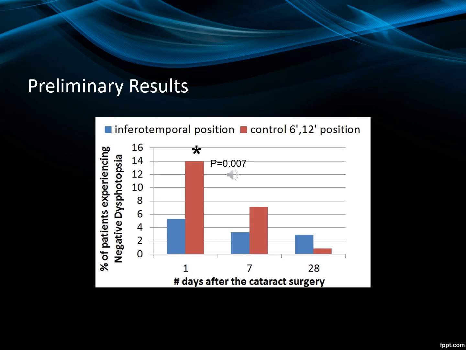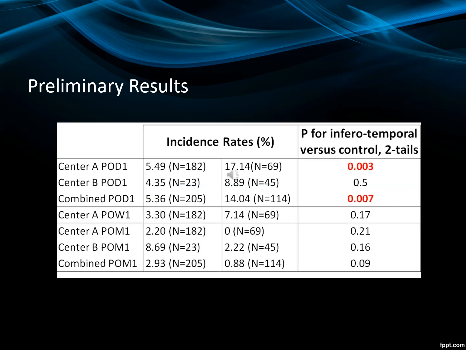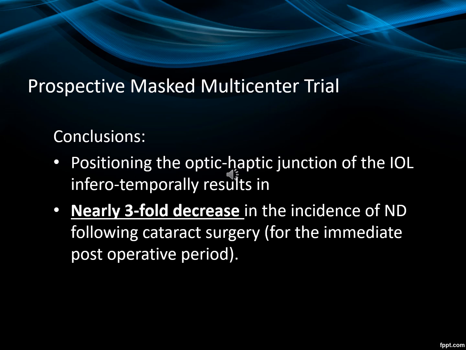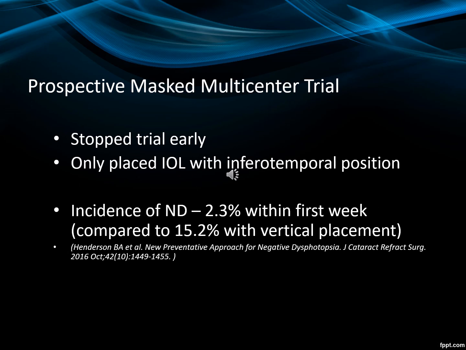The preliminary results showed that there was a very significant decrease in the incidence of negative dysphotopsia, especially on day 1, in the study eyes compared to the control eyes. The p-value was significant in the other centers as well. The patients were examined at 1 day, 1 week, and 1 month, and we compared the negative dysphotopsia incidence rates in the 2 groups using the combined data. The preliminary conclusions showed that positioning the optic-haptic junction horizontally resulted in a nearly 3-fold decrease in the incidence of negative dysphotopsia. Because of the obvious difference in the results, we stopped the trial early but continued placing the lens only in the study position horizontally with the inferotemporal optic-haptic junction position.